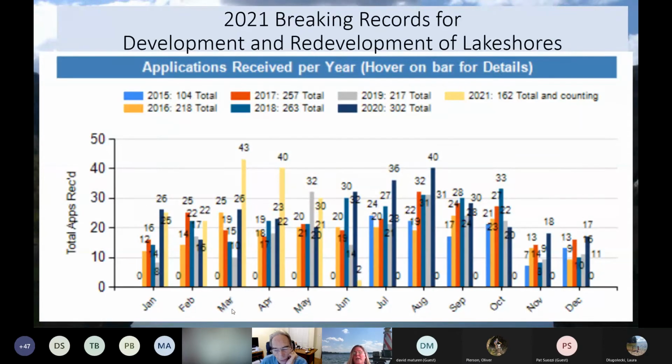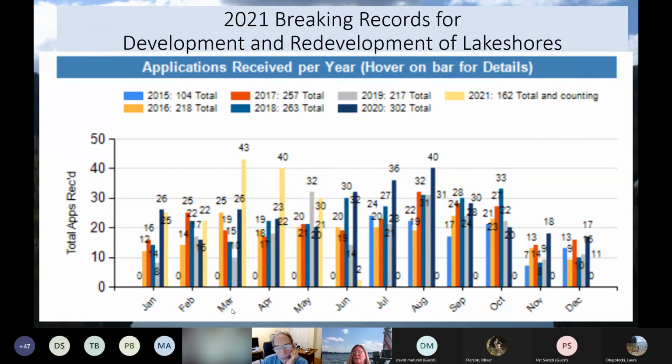In closing, we know from mapping we have done that Vermont's lake shores are some of the most densely developed areas of the state, and the applications to build or expand existing camps and with impervious surface and clearing of vegetation are hitting record highs. This is a graph depicting the amount of permit applications the Vermont Department of Environmental Conservation has received each month since the Shoreland Protection Act was passed in 2014.